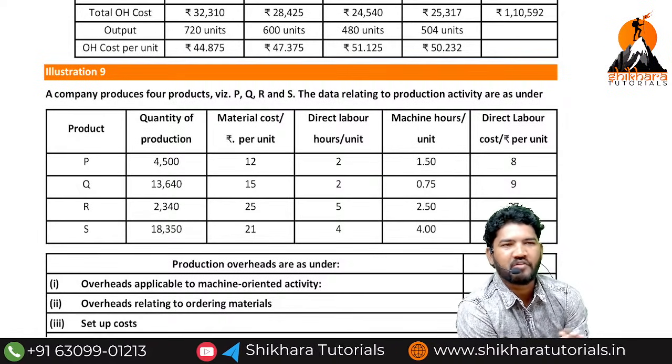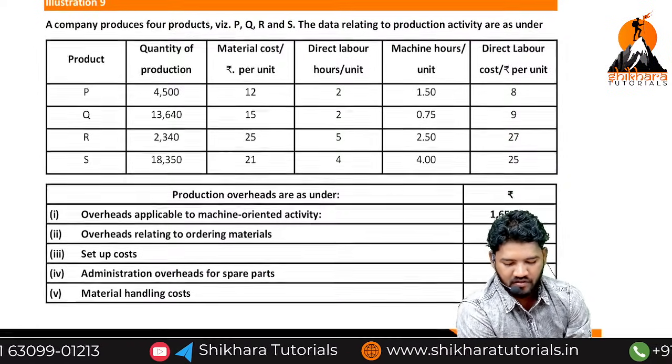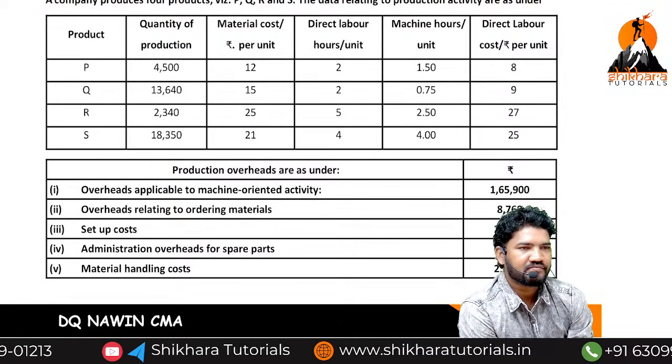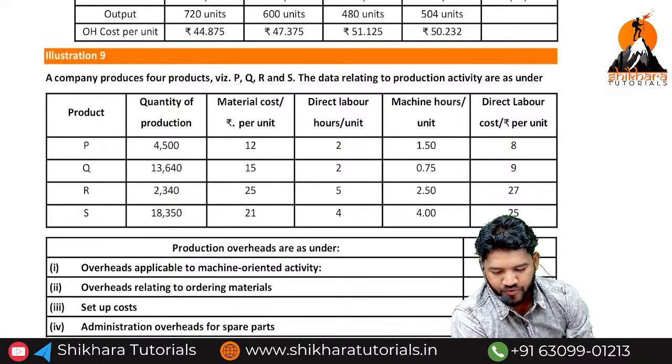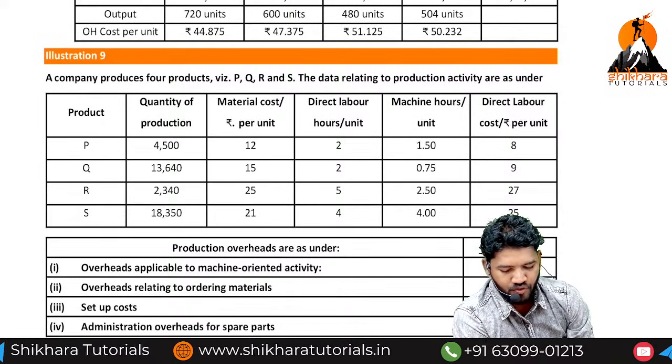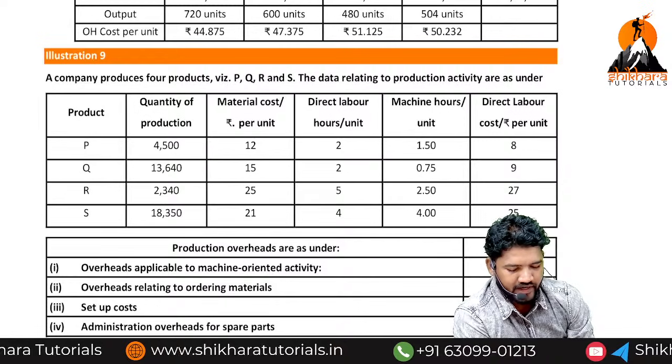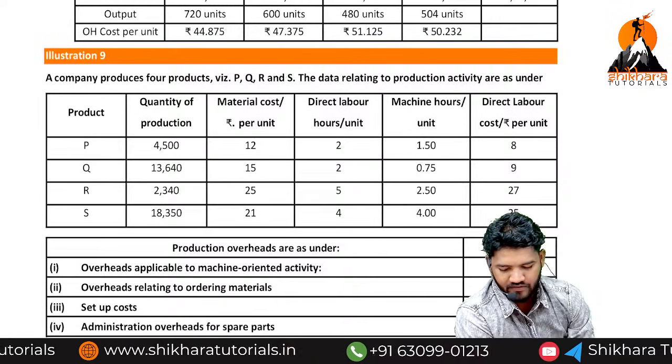Extra information they provided, but there are no difficult points in this question. Now see the question. A company produces 4 products P, Q, R and S. The data relating to the production activity are as under.